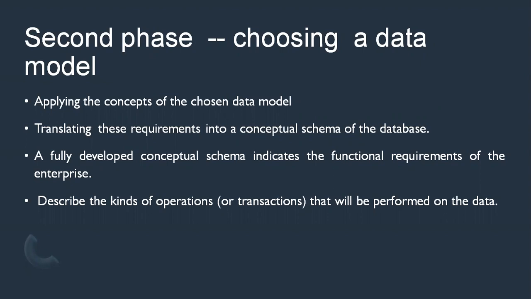In this phase, we have to choose a data model. So applying the concepts of chosen data model, translating these requirements into conceptual schema of the database. Next is a fully developed conceptual schema indicates the functional requirements of the enterprise. So in this second phase, simply schema is decided. That means how should be the table, what should be the columns of the table. So what are the different types of operations that are going to perform on this particular database? That is going to be decided in the second phase.